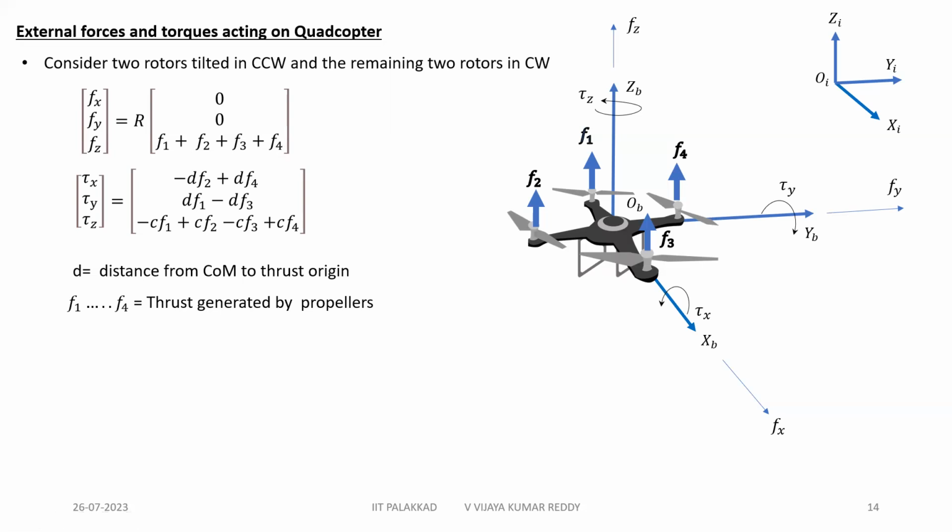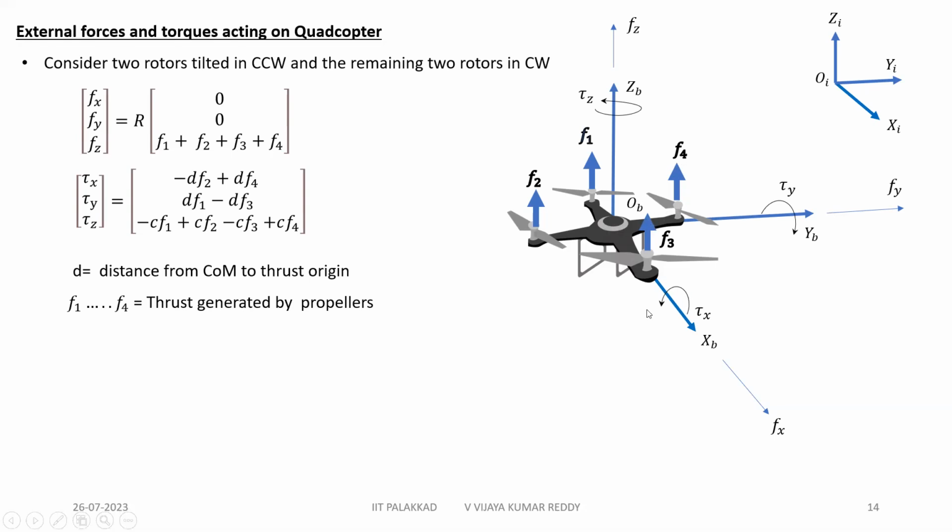Now, coming to the torques acting on a quadcopter, let's say I want to move in this direction. I want to apply some torque in this direction, around the XB direction. So which propellers need to actuate? The propeller F4 should increase and F2 should decrease. So minus F2 plus F4, multiplied by d. Here d is the distance from the center of mass to the point where thrust is generated, from this point to this point. You may have heard that torque is equal to force times perpendicular distance, right? So this is the force and this is the perpendicular distance.